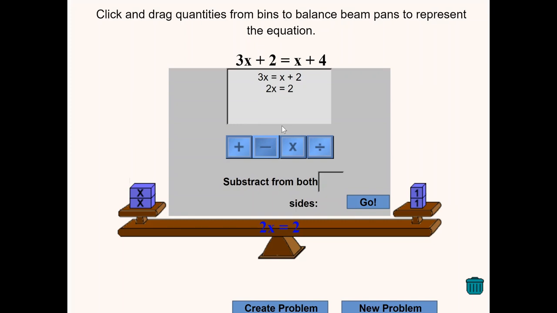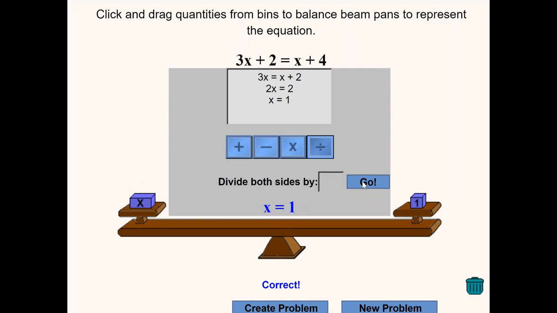Now, I need just the value of 1x. So if 2 x's equals 2, and if I try to get to just 1x, I have to divide both sides by 2. Then I arrive at x is equal to 1.